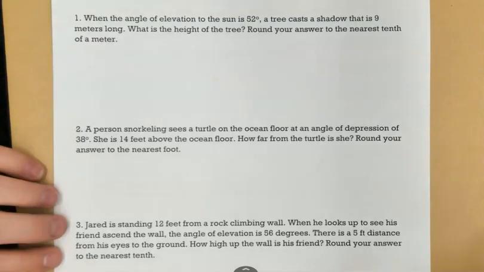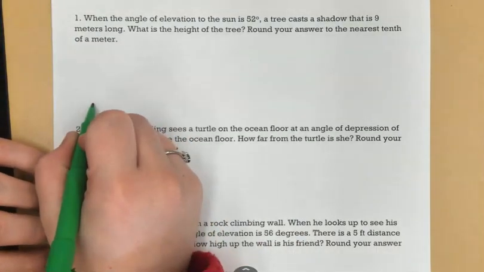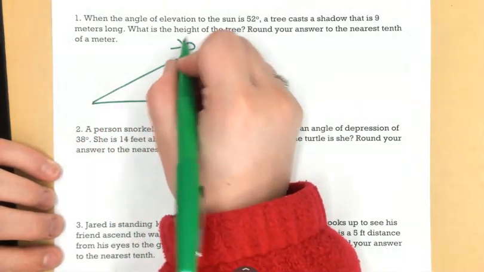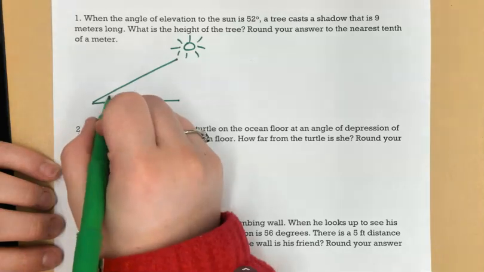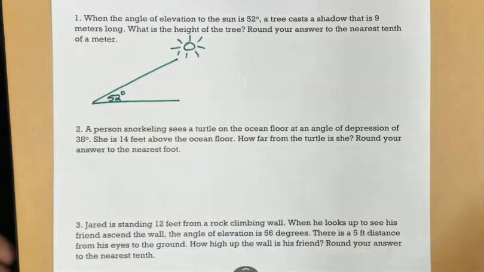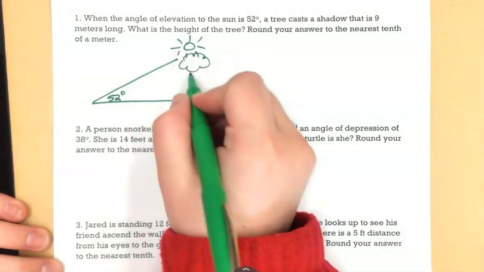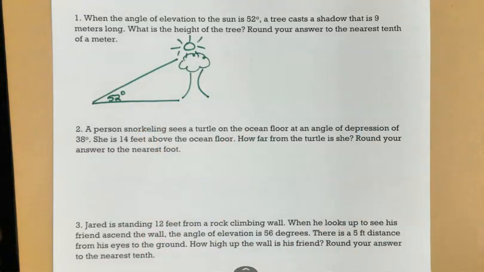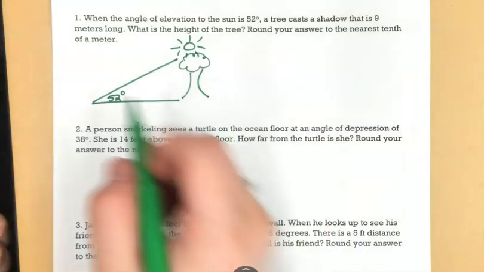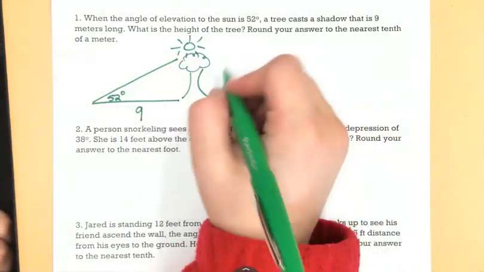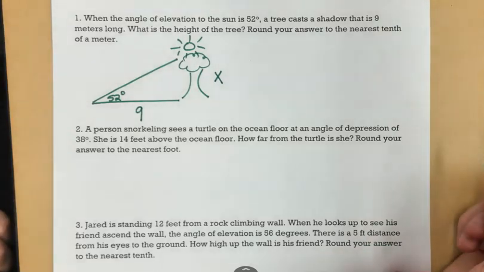So let's jump into this first example here. When the angle of elevation to the sun is 52 degrees, so that means, again, with the horizontal, if I'm looking up, there is my sun, and that makes an angle of 52 degrees. I've got a tree that's casting a shadow. So trees stand up vertically, so I'm going to draw my tree here, and that means its shadow is going to be horizontal, so that's the 9 distance. So what is the height of the tree? Well, that's going to be this vertical distance here.